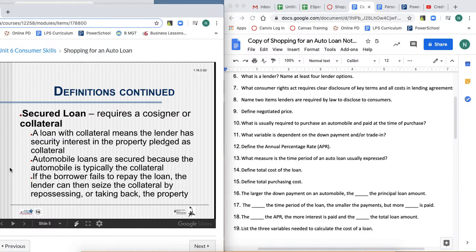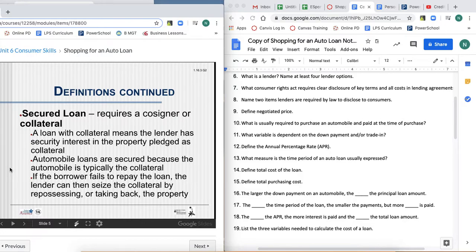A secured loan is a loan that requires a cosigner or collateral. There are loans where you don't have to have a cosigner, you don't have to put anything up. Maybe if I have good credit, then I don't have to have any of these, and I can have a regular loan. If you have poor credit, sometimes you may have to have a secured loan. They need to have a cosigner as backup to ensure that they are going to get their payment. Or you could put something up as collateral.